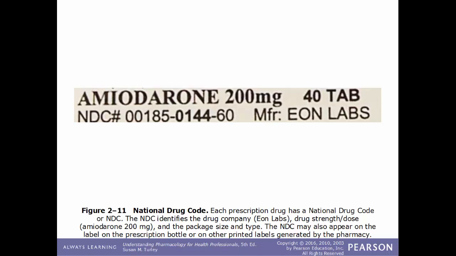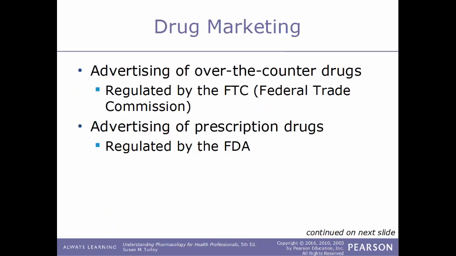So you have the drug name here, you have the dosage, 200 milligrams, the quantity, 40 tablets, the actual NDC number for this drug, then the manufacturer, Eon Labs. Alright, next we'll talk about drug marketing.